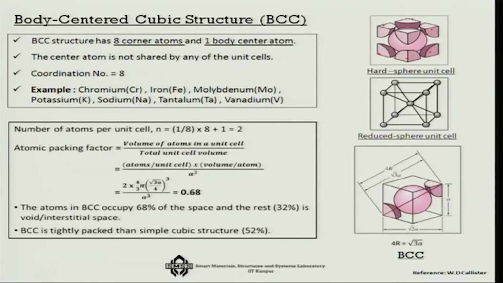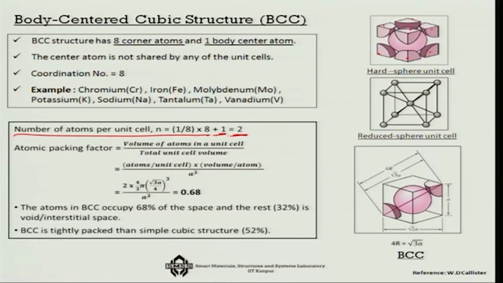It has 8 atoms if you consider the other corner, 7 and the other one which you can't see. So, 8 atoms in the corner and 1 body center atom. The center atom is not shared by any other unit cell, but all the other atoms are shared. So, basically if you consider the number of atoms per unit cell, then 1/8 times 8 for those atoms which are shared, plus the central atom. So, you will get N as 2.